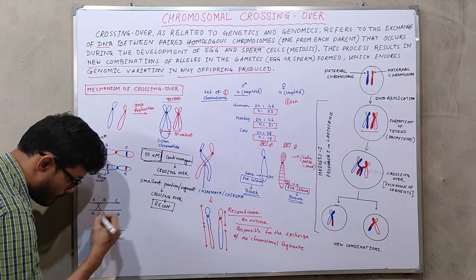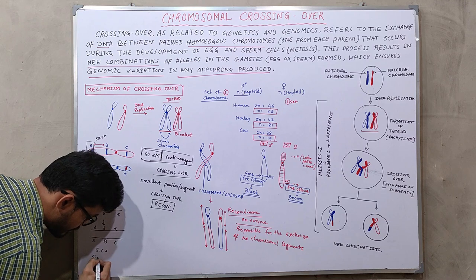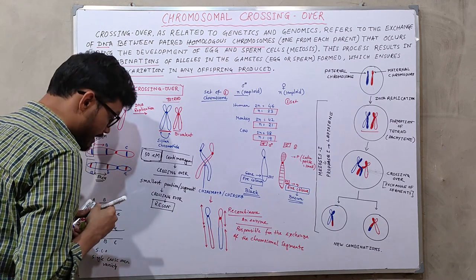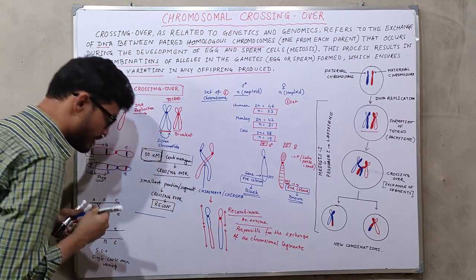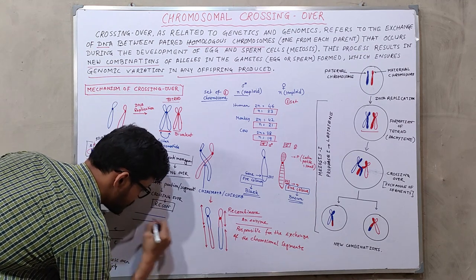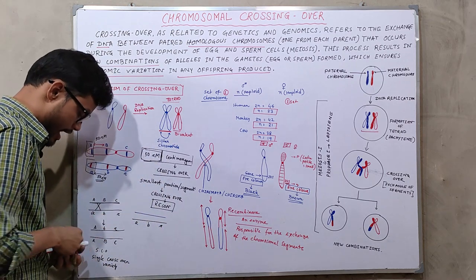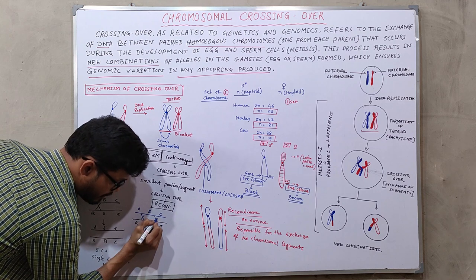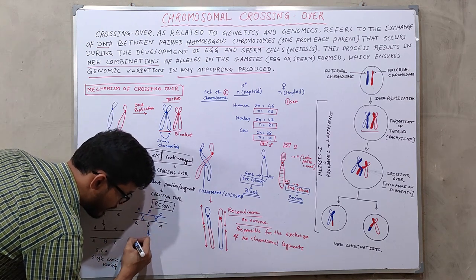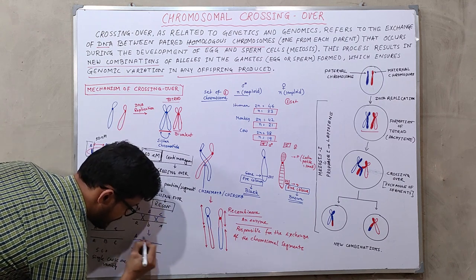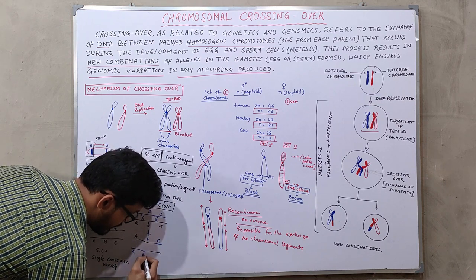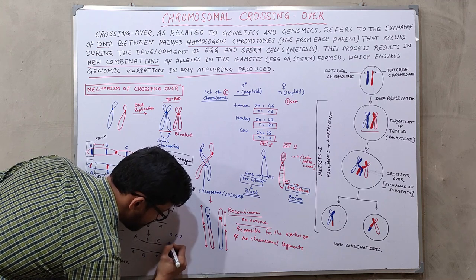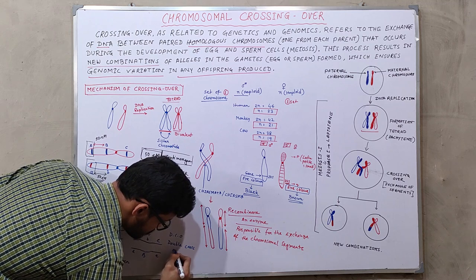This variety is known as SCO, or single crossover variety. And if two crossing overs occurred, with small a, small b, small c on one chromosome and capital A, capital B, capital C on the other, the first crossing over occurred between A and B, and the second between B and C. We get a new combination: capital A, small b, capital C, and small a, capital B, small c. This variety is known as DCO, or double crossover variety.